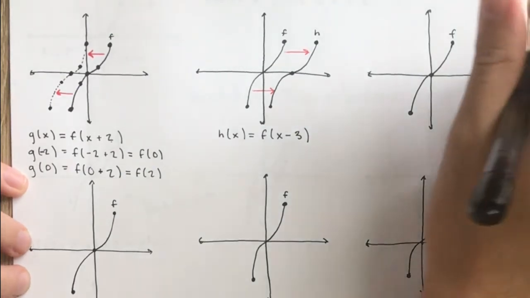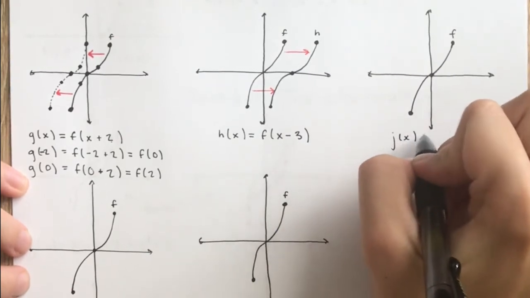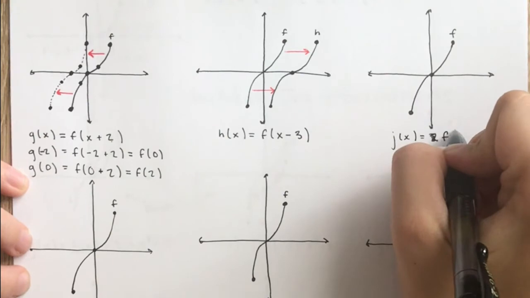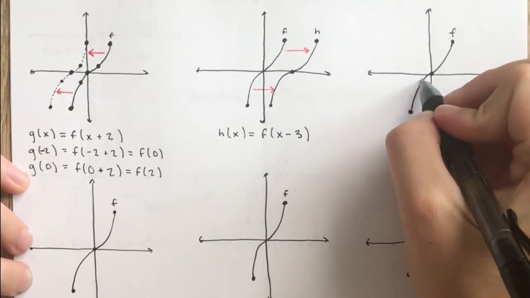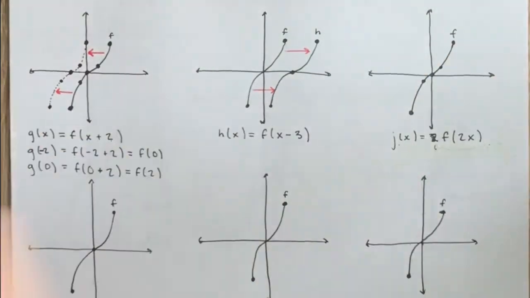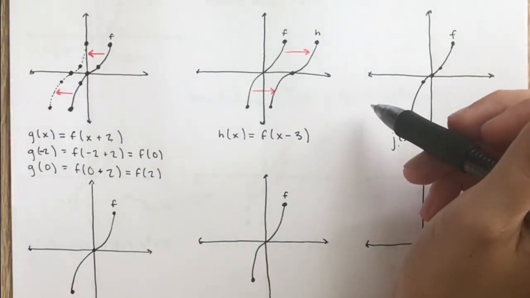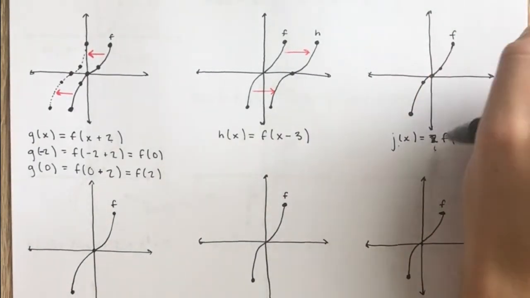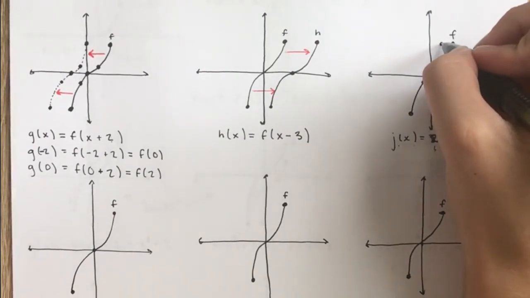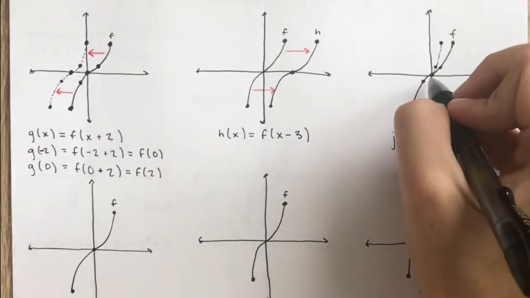Okay, what happens when we multiply? So we've got j of x is f of 2x here. So we saw before how shifting to the left and right is sort of the opposite of what we think is going to happen. Similarly with multiplying, it's going to be sort of the opposite. When we multiply by 2, we're going to end up sort of multiplying our x values by 1/2.